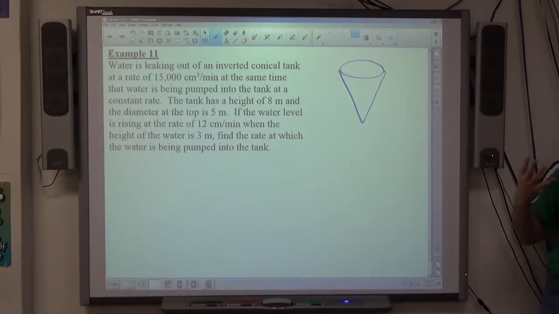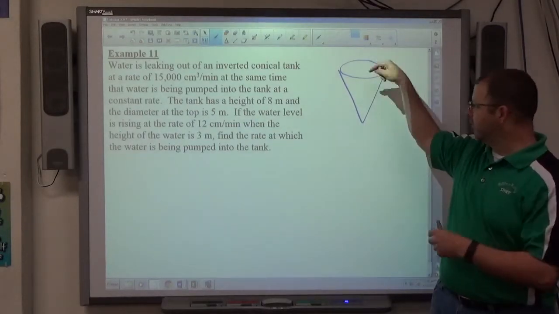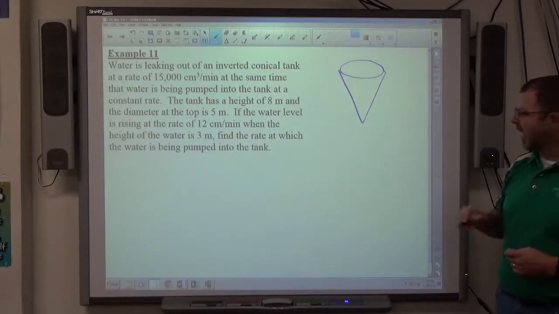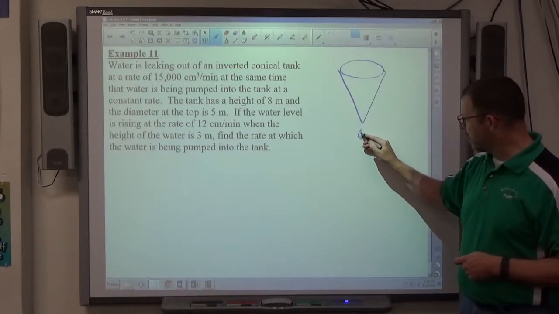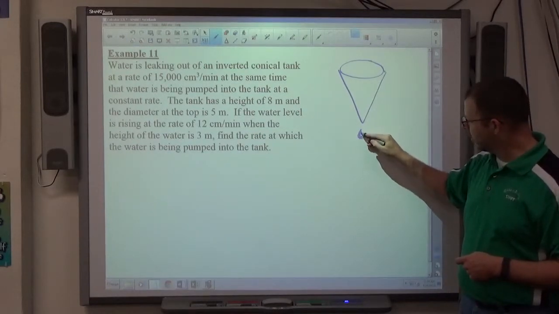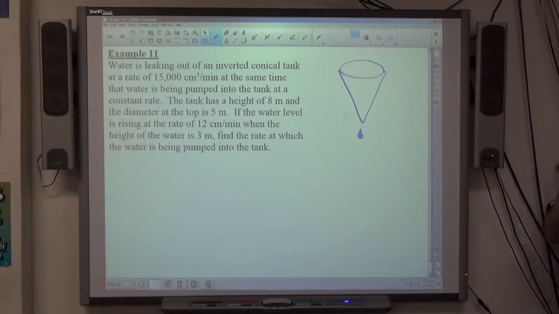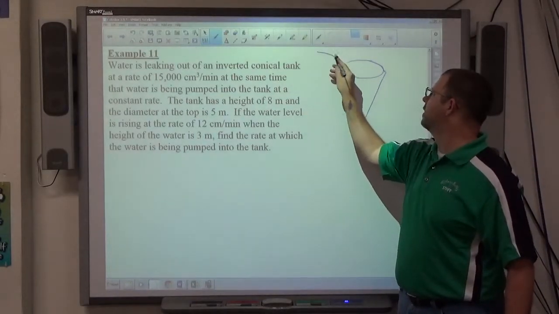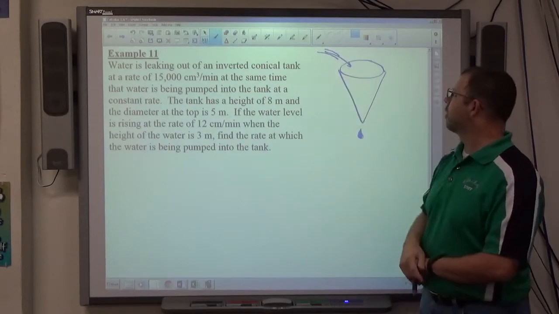So they're expecting a cone typically to have the circle on the floor pointing up. They've got the circle at the top pointing down. So, inverted conical tank. Okay, water is leaking out of the tank. There's a drop of water coming out of the tank. Probably a little bit more severe than that, but we're going to have it dripping out like that. At the same time, water is being pumped into the tank at some speed. There's water being pumped into the tank.